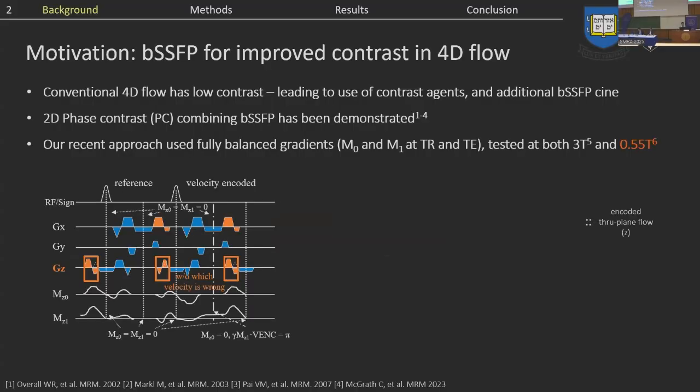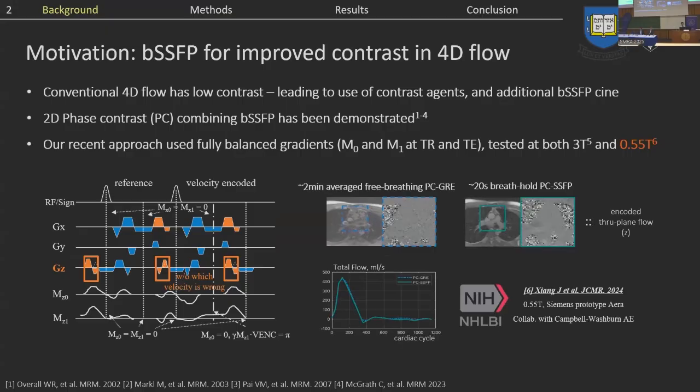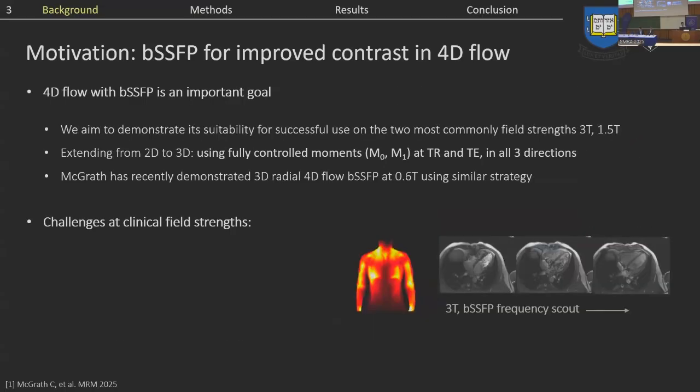We also tested this one at 0.55 Tesla for through-plane flow. So in this case, we encode flow in the Z direction and add this bipolar to null the first moment as well. And compared to a 2-minute average scan at 0.55 Tesla, our method can show much better improved image quality in a single breath-hold, and also accurate aortic flow measurements. So based on our previous experience with the in-plane and through-plane velocity encoding capability, we aim to extend our previous method to be a 4D flow version.